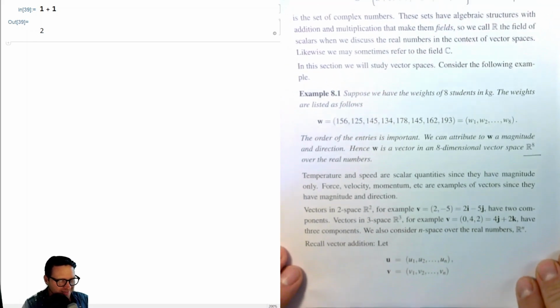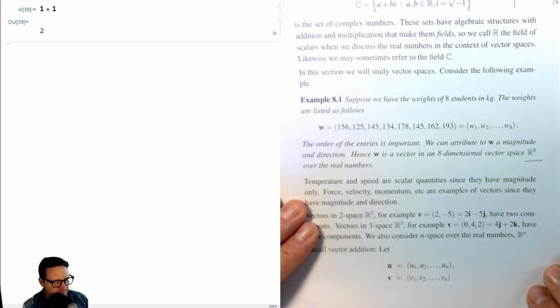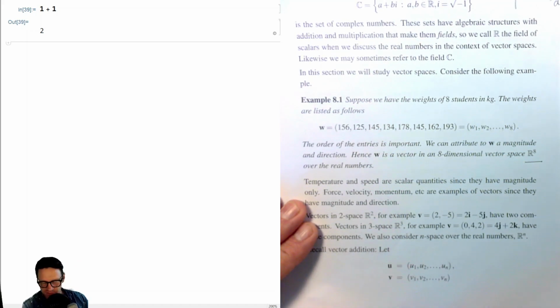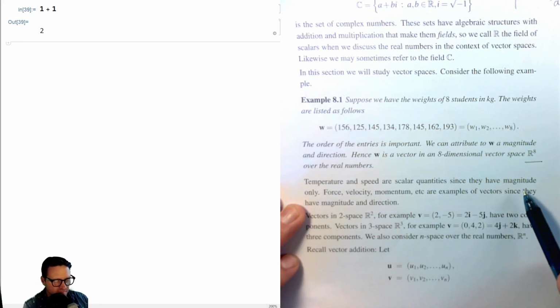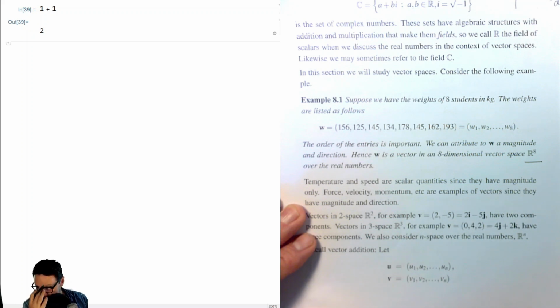Okay, the temperature and speed are scalar quantities. So the temperature of an object and its speed, they're scalar quantities. They have a magnitude only. Force, velocity, momentum, and so on, these are examples of vectors since they have both a magnitude and a direction.